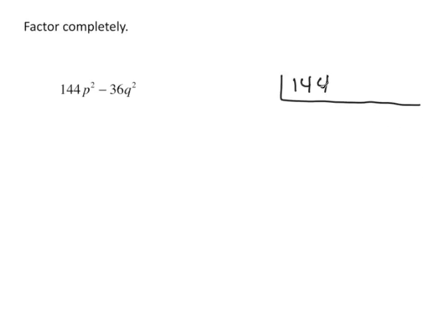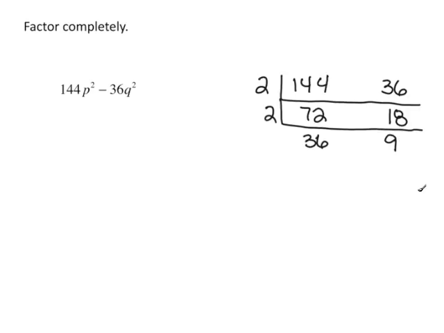So what I'm going to do is put the coefficient for the first term and the coefficient for the second term here. And then I'm just going to think of a number that can divide both numbers evenly. Off the top of my head, I can think of 2. So if I take 144 and divide it by 2, I get 72, and 36 divided by 2, I get 18. And then I see, because these are still even numbers, 2 can go into both numbers. So 72 divided by 2 is 36, and then 18 divided by 2 is 9.